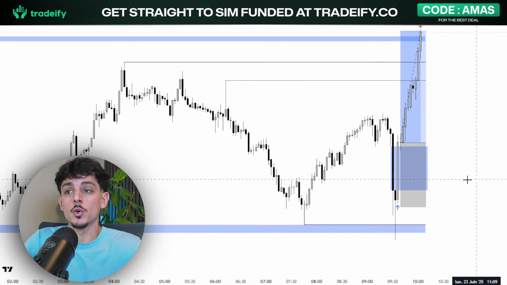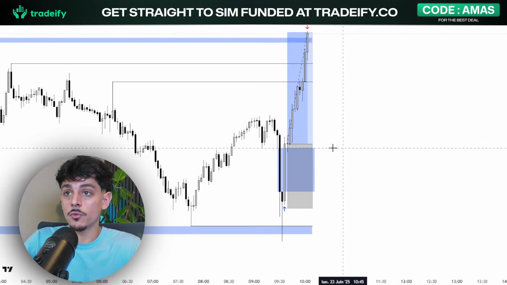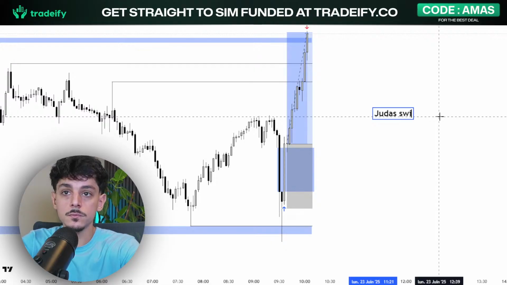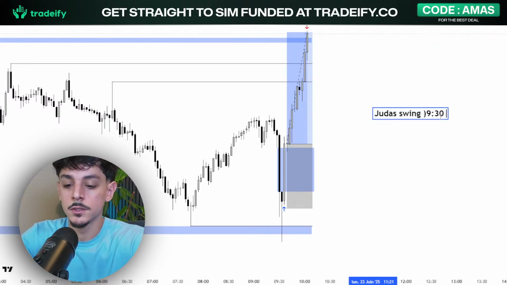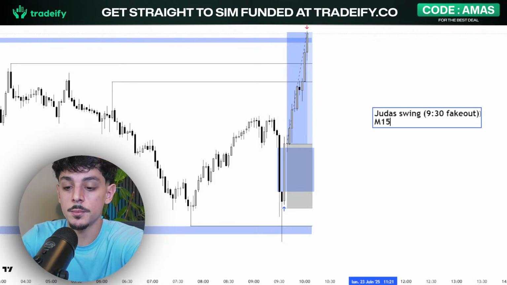All right. So this was the first trade. If you want to, take a picture of it and put it in your journal. That's really important. So we have 4 confluences right here. The first one is the Judas swing, 9:30, the 9:30 fake out. Then we have the M15 gap.